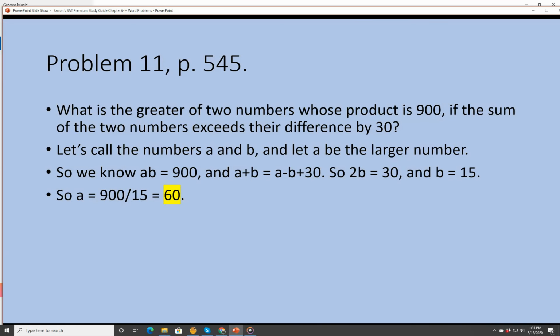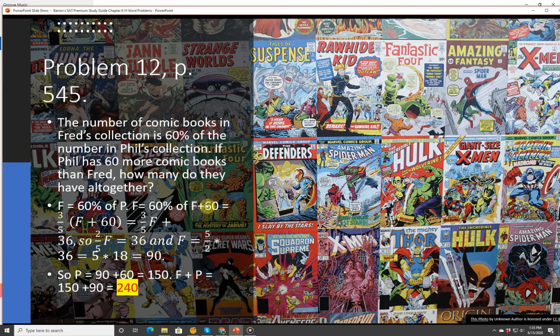Problem 11, page 545. What is the greater of two numbers whose product is 900 if the sum of the two numbers exceeds their difference by 30? Let's call the numbers A and B, and we'll let A be the larger number. So we know AB, the product, is 900, and A plus B is equal to A minus B plus 30. We can combine like terms. We can add B to each side and subtract A from each side to get 2B equals 30, so B equals 15. Then we can find the larger number simply by dividing 900 by 15, which is 60.